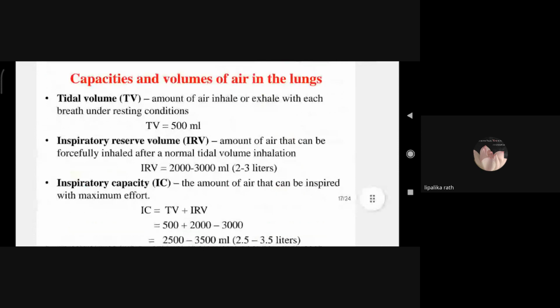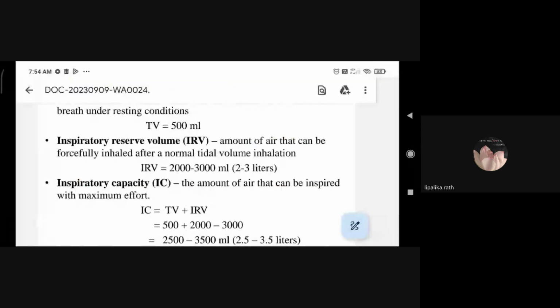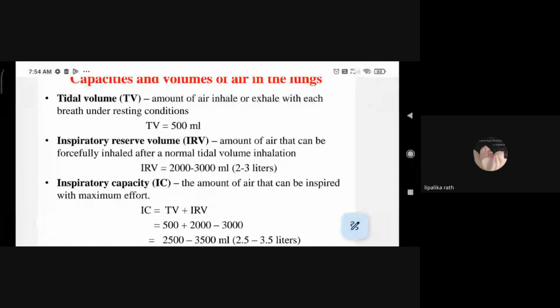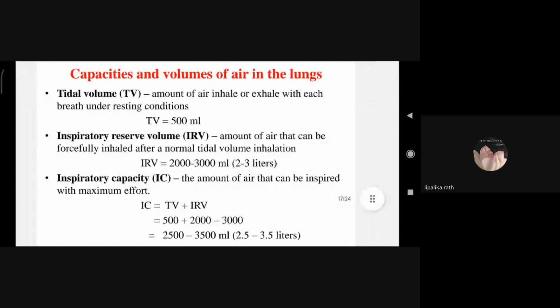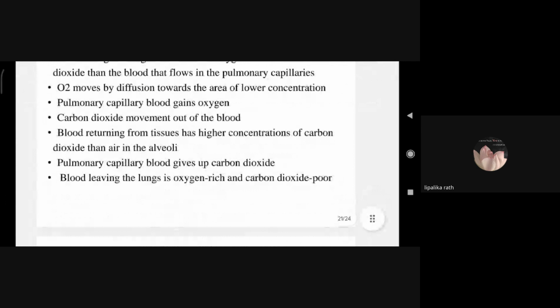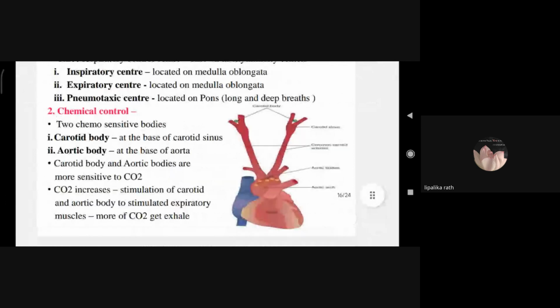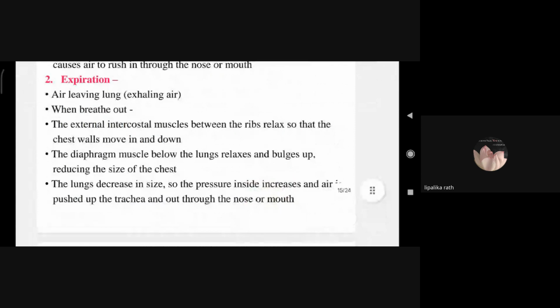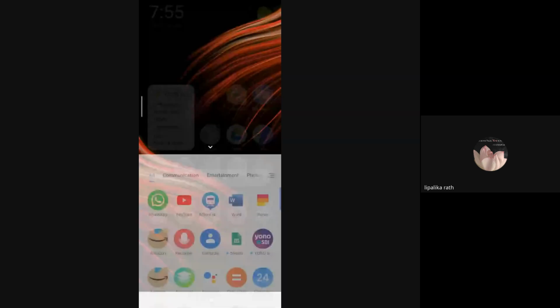Now, capacities and volumes of air in the lungs. I think this will be a bit of overeating for the day if I go for the formulas. These are some formulas, so I think we should do it tomorrow. Otherwise, it will be overeating for today. So I think we should wind up the class.